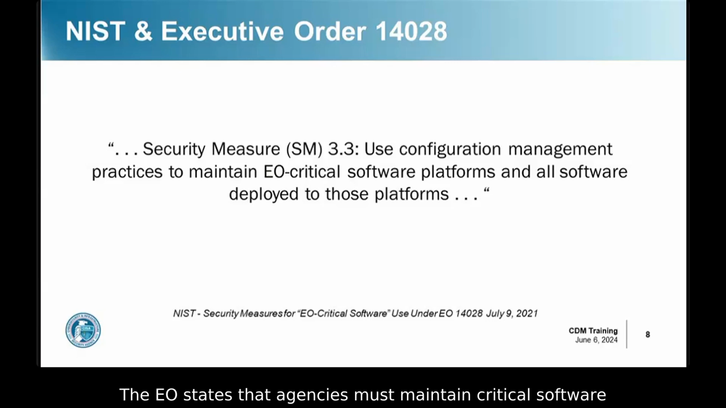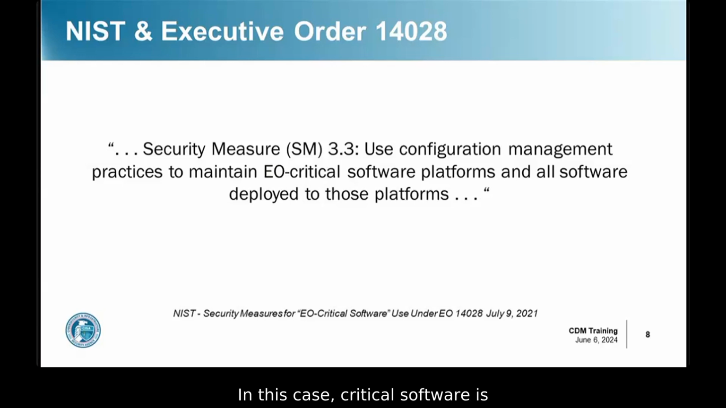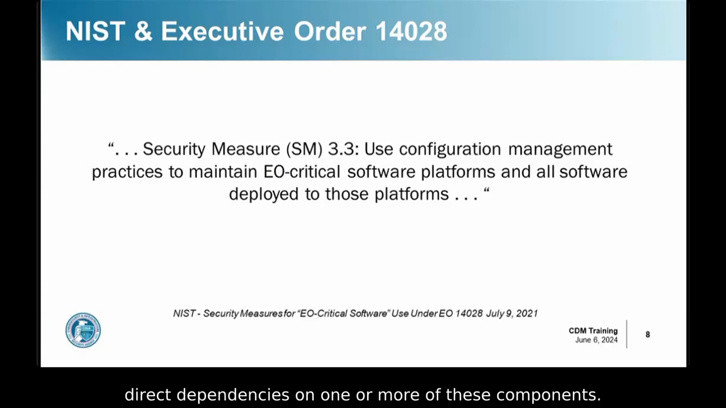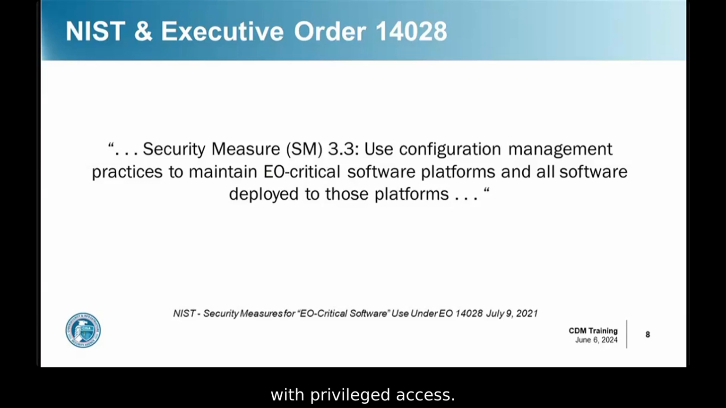The EO states that agencies must maintain critical software and software platforms. In this case, critical software is defined as any software that has or has direct dependencies on one or more of these components. It's designed to run with elevated privileges or managed privileges. Has direct or privileged access to networking or computing resources. Is designed to control access to data or operational technology. Performs a function critical to trust, or operates outside of normal trust boundaries with privileged access.